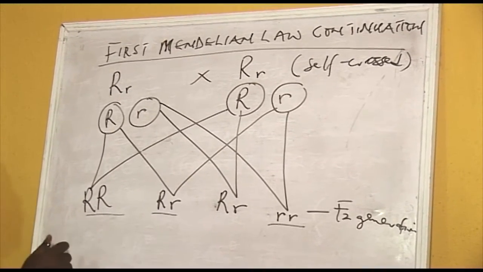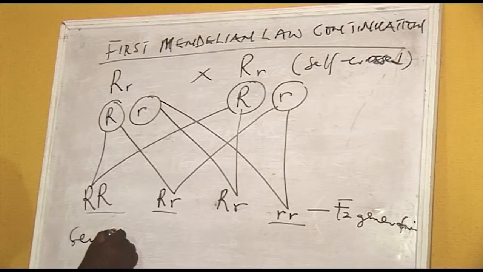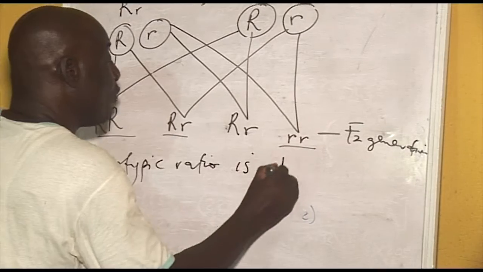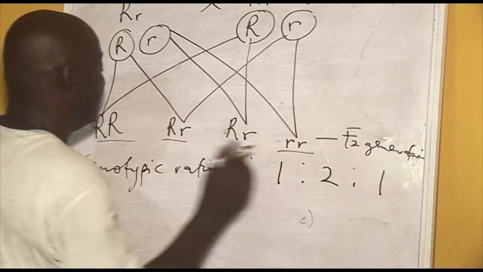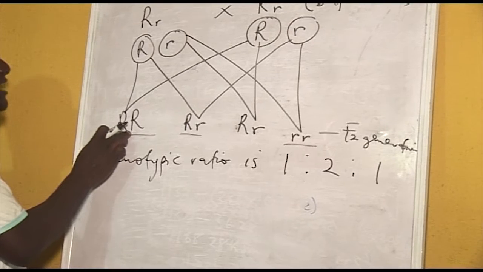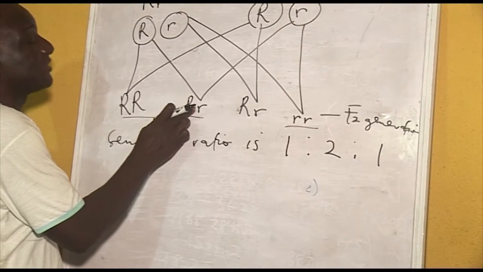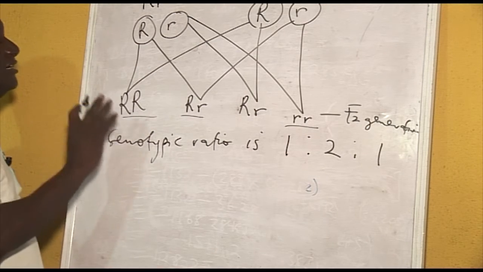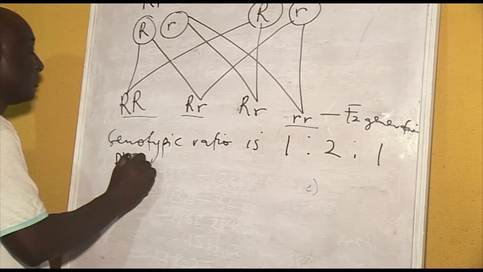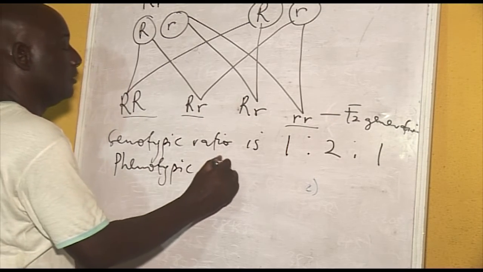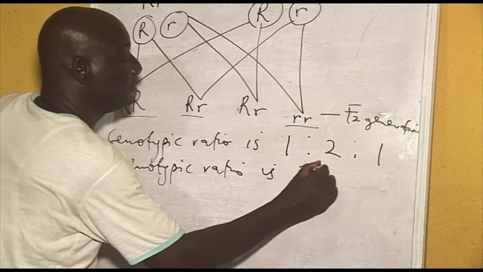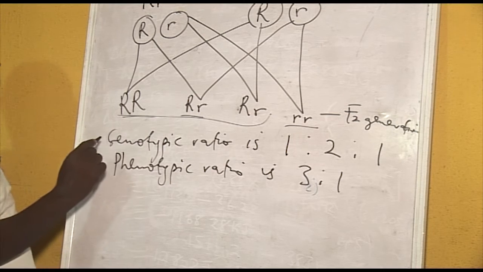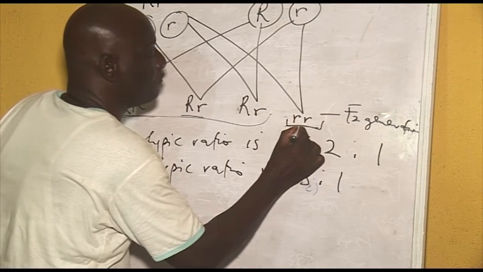Now, from the F2 generation, the genotypic ratio is 1 to 2 to 1. What I'm saying is that I'm having one capital R, capital R, and two capital R, small r, then one small r, small r, representing the genotypic ratio. The phenotypic ratio is 3 to 1. That is, these three will be red, and only this one will be white.